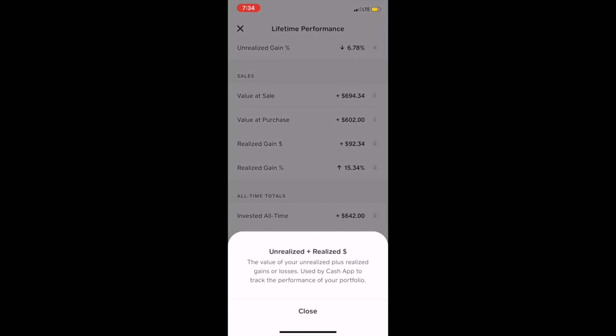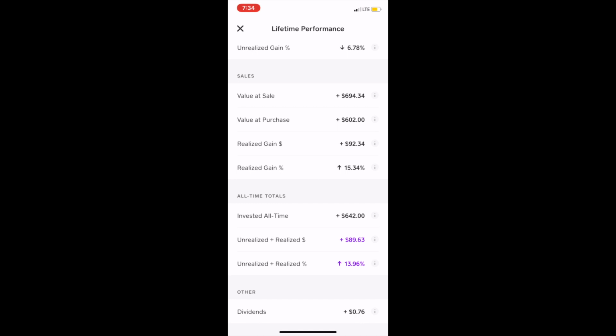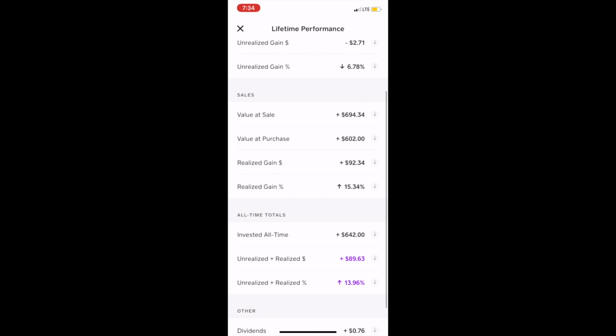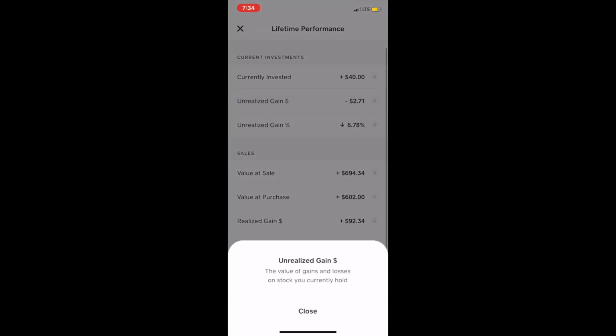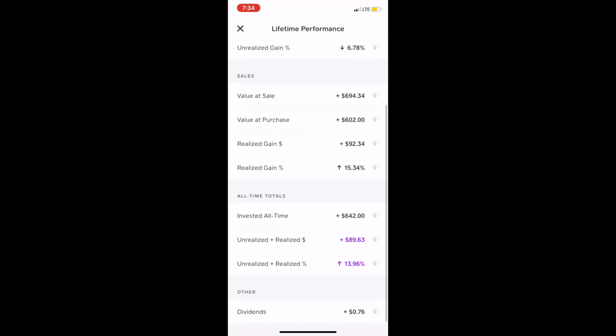Unrealized percent or unrealized gain, which is 89.63. So this includes my unrealized gain here. So that's why my unrealized plus my realized is there. And then my unrealized plus realized percent, 13% there. And I have earned 76 cents in dividends.